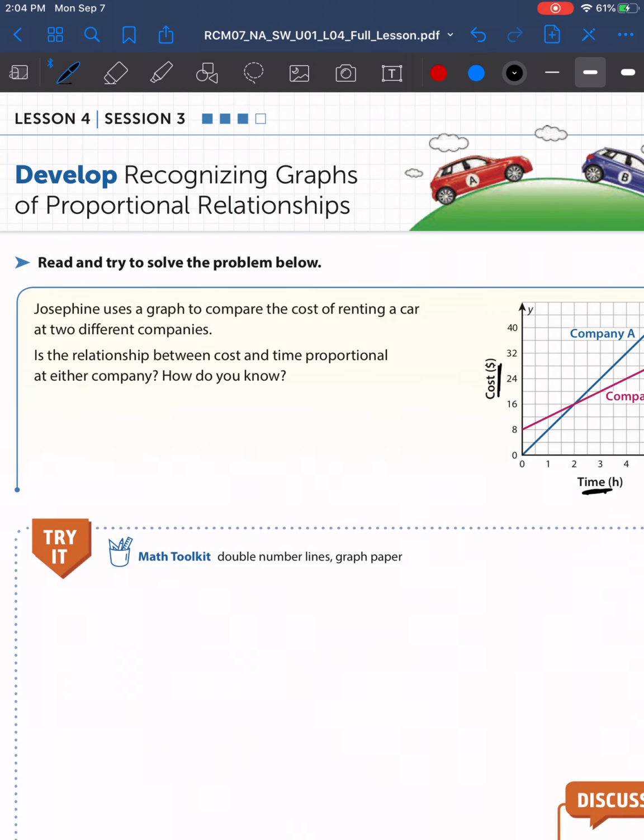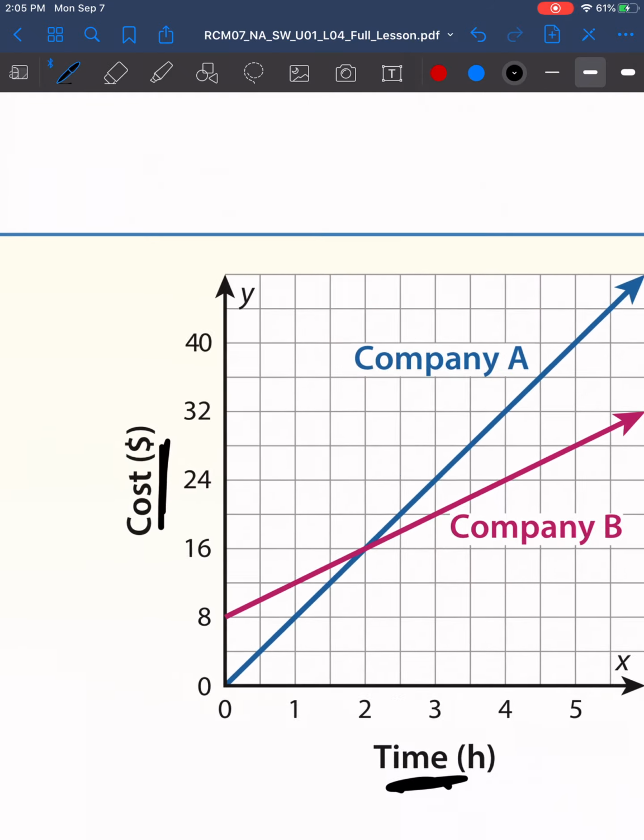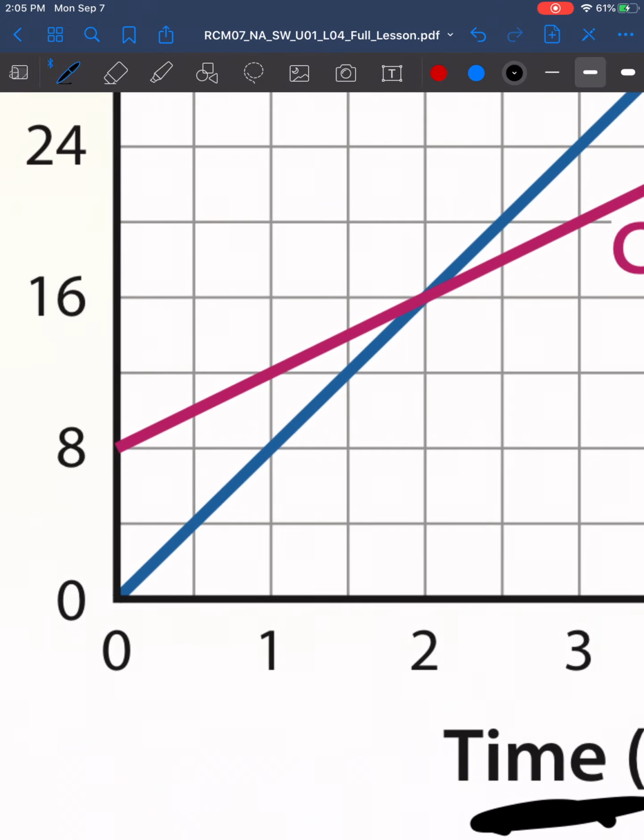Josephine uses a graph to compare the cost of renting a car at two different companies. Is the relationship between cost and time proportional at either company, and how do you know? Okay, so if it is proportional, it'll go up at a constant rate. We know that we want to go look for a slope. Let's just focus on company A, so blue line only, okay?